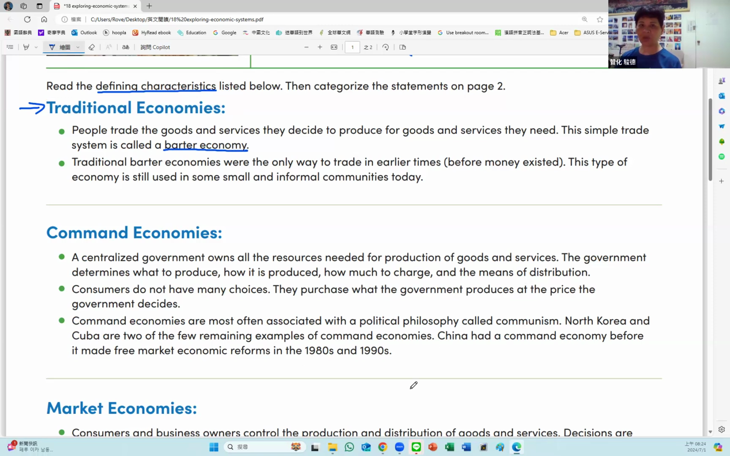Very good. Okay, so here we learn a new term, barter economy. Barter economy. Basically, the idea of a barter economy is exchange. Exchange things. Right now, we use money to exchange for goods or something. But before money was created, people used a barter system, which means exchanging goods, exchanging services. All right. So let's watch a video clip that tells us what a barter economy is.